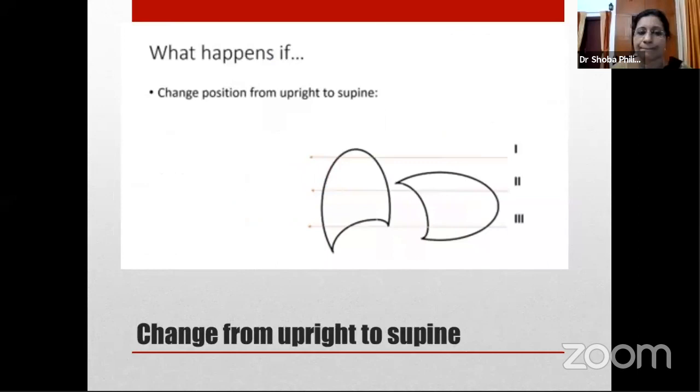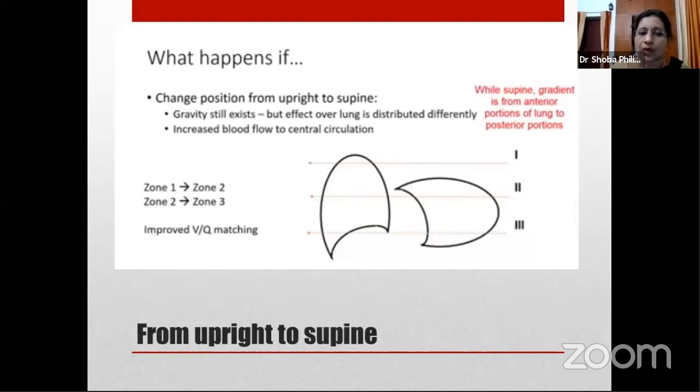So what happens when you change from the upright to the supine position? In the upright position, we have zone 1, 2, 3. When the patient becomes supine, zone 1 is no more there. There's only zone 2 and zone 3. And actually, the effect of gravity plays from the anterior to the posterior. It's not from top to bottom. So what happens when you change from upright to supine is that gravity still exists, but the effect on the lung is distributed differently. So zone 1 becomes zone 2, zone 2 becomes zone 3, and there is an improvement in the ventilation perfusion mismatch. There is increased blood flow to the central part of the circulation, and when supine, the gradient is always from anterior to posterior part of the lung.